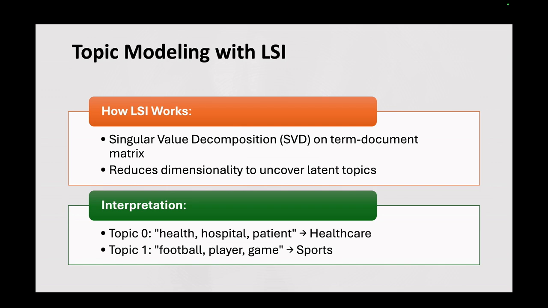Topic modeling with LSI. Latent semantic indexing uncovers hidden themes in large text collections using singular value decomposition. Think of it as compressing a 10,000-dimensional word space into 100 interpretable topics. How it works: decompose a term-document matrix into topics. Each topic is weighted into a mix of words. Topic 1 equals 0.6 times election plus 0.4 times vote.